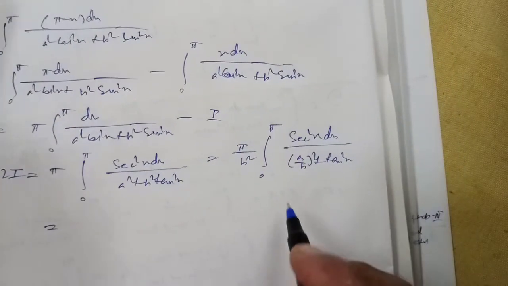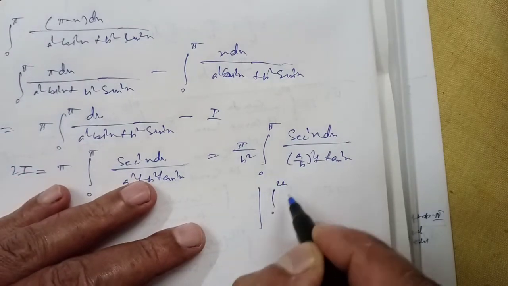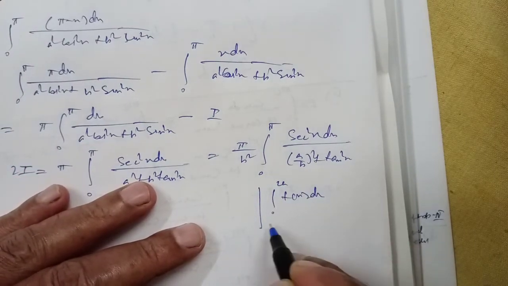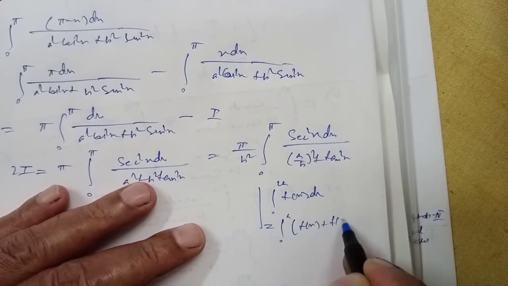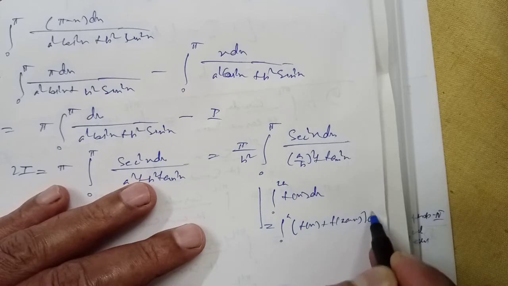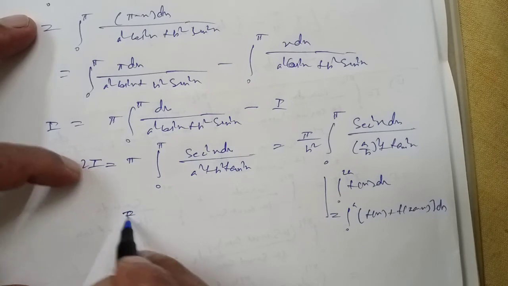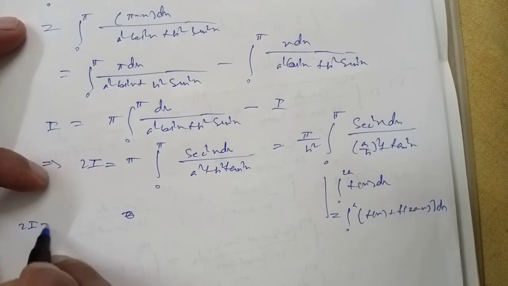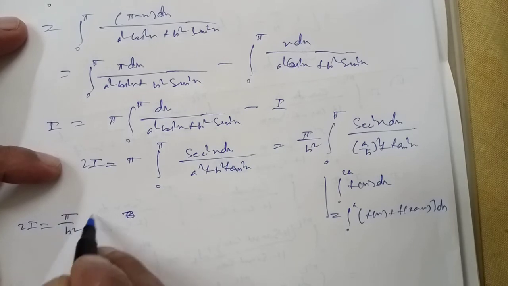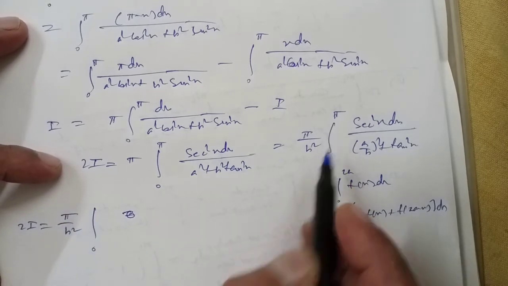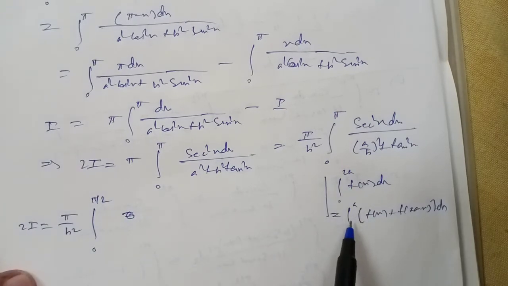Property 6, let us recall property 6 here. What is property 6? Property 6 was integration 0 to 2a f(x) dx. This is 0 to a, f of x plus f of 2a minus x dx. We have to apply this here. So we get 2I equals to pi by b square, the limit was 0 to pi, now it becomes 0 to pi by 2, because 0 to 2a, here it becomes 0 to a.